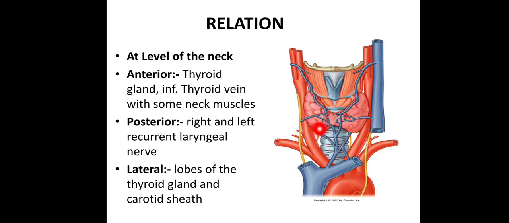On the right side there is a right lobe and left lobe of the thyroid gland, and the carotid sheath. You can see the carotid sheath has some contents: common carotid artery and internal jugular vein. So here on the lateral side of the trachea you can see there is a common carotid artery and internal jugular vein which is situated on either side of the trachea. So this is the relation at the level of the neck.